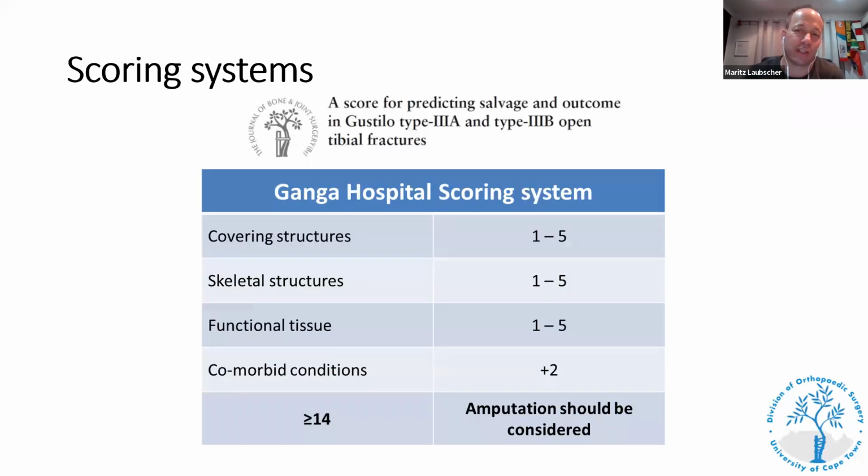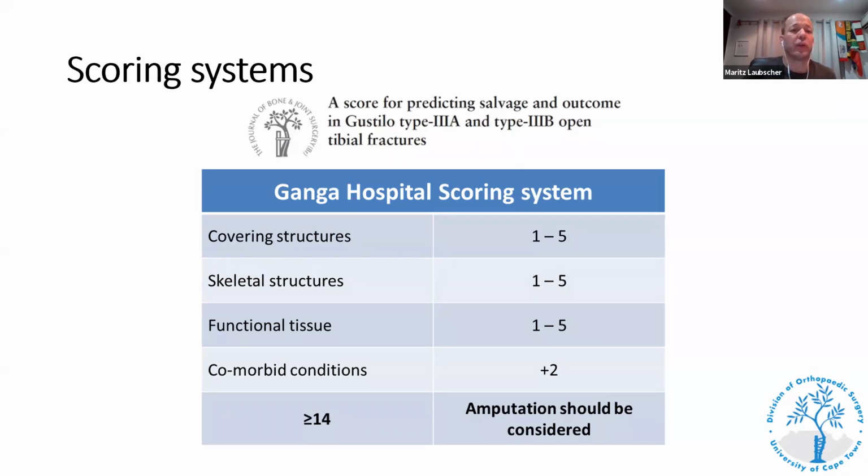Why I like the Ganga scoring system is because they looked at a much bigger patient cohort than the MESS score, and they also included the late amputations. In other words, these are the patients where they initially managed to salvage the limb, but the patients had an eventual later amputation for unsuccessful limb reconstruction. So they were initially able to salvage the limb, but they weren't able to get on top of the infection or manage to get all the fractures to unite, and the patient still needed an amputation.